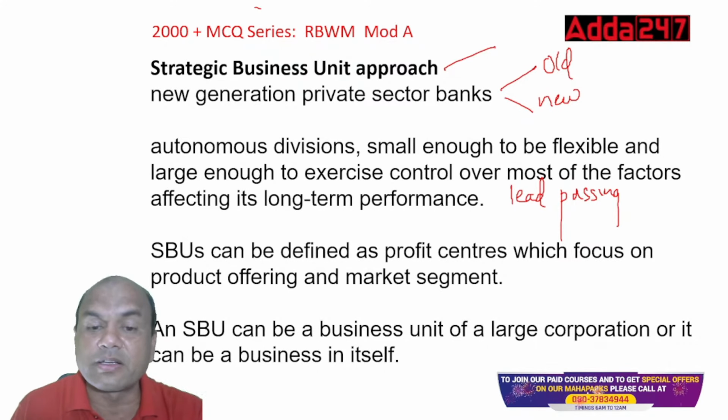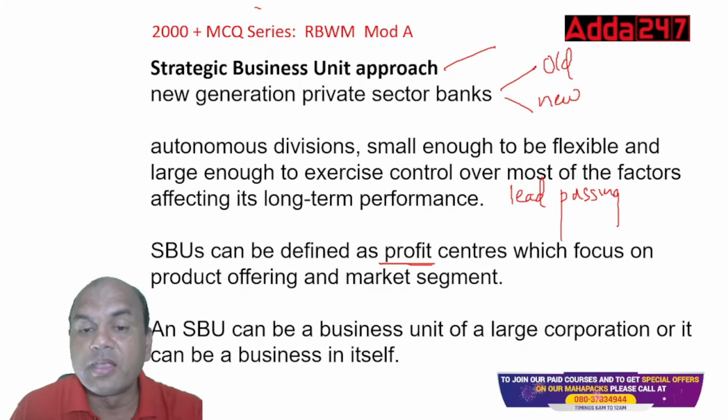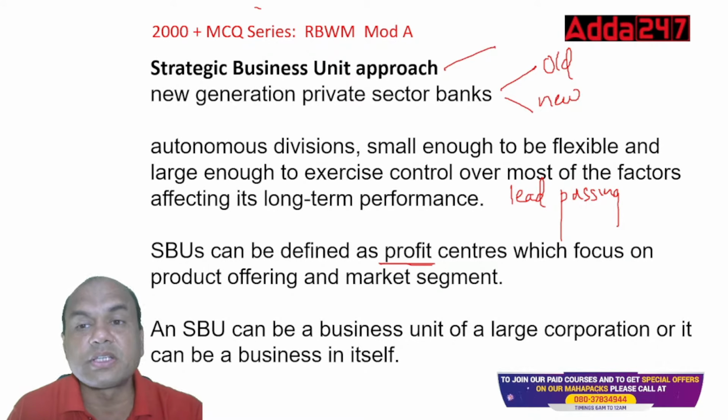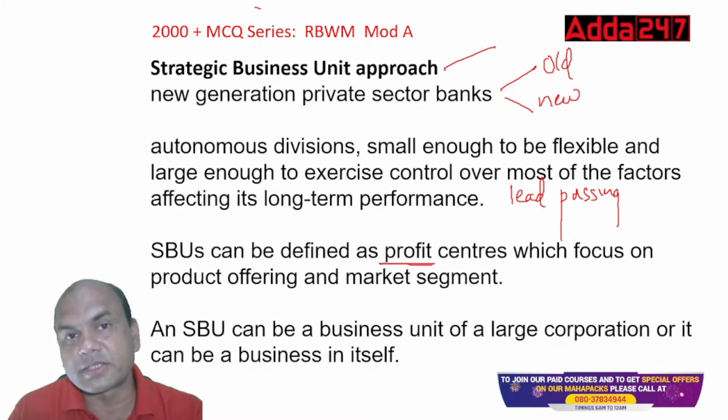Here, profit centers, that's what is important. Profit. The cash department should generate their profits. The clearing department generates their profits. Everyone should generate their profits. Okay. So, an SBU focuses on product offering and market segment.